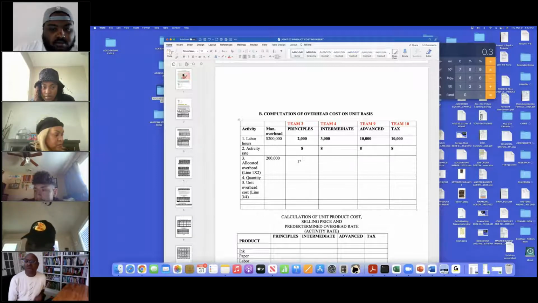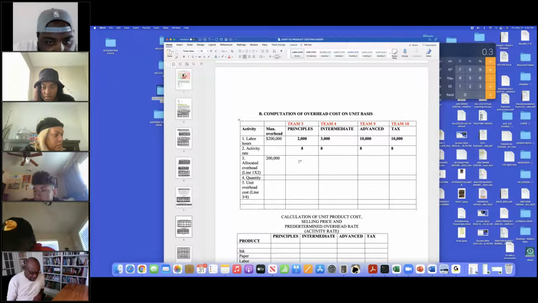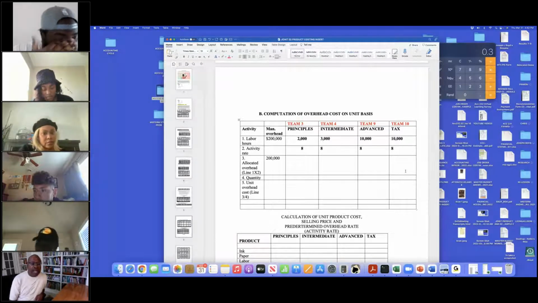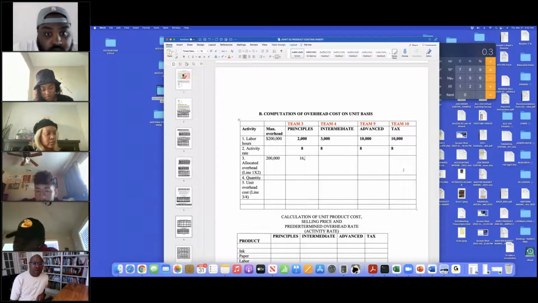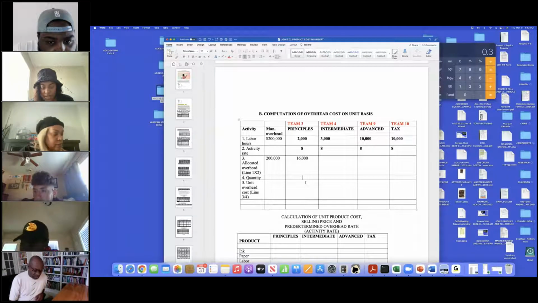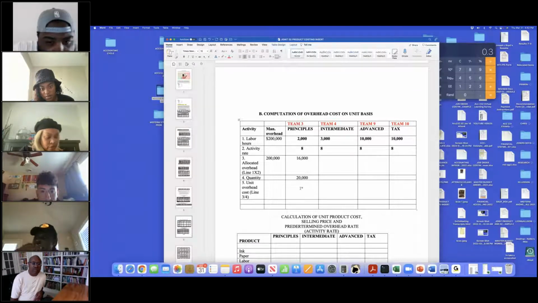16,000. Okay, so 16,000 is going to go on line 3. That's the amount of overhead we're allocating. What is our quantity? 20,000. So what's our unit overhead cost? We're going to divide 16 by 20. It's point eight. Yes, that's going to be 0.8.